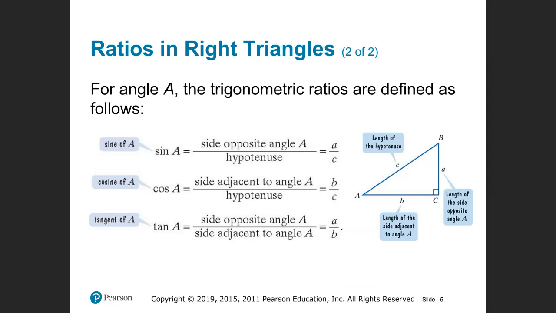For angle A, the trigonometric ratios are defined as follows. The sine of A is the side opposite angle A over the hypotenuse, or a over c. The cosine of A is the side adjacent to angle A over the hypotenuse, so that would be b over c. And the tangent of A is the side opposite angle A over the side adjacent to angle A, which would be a over b. You can find the same ratios for angle B.